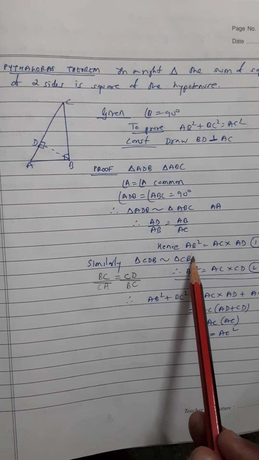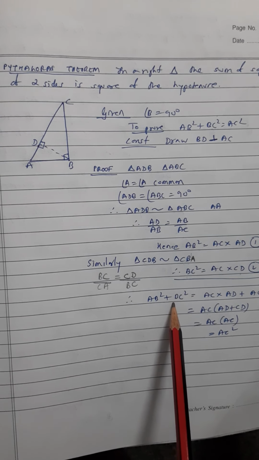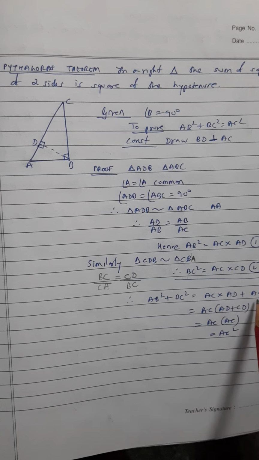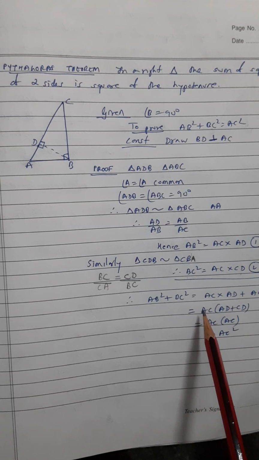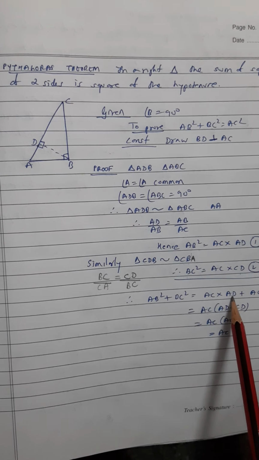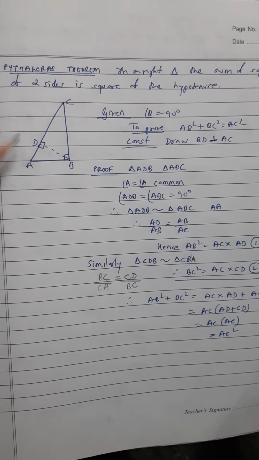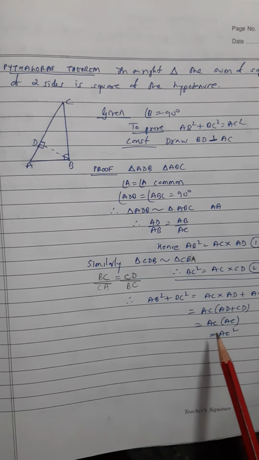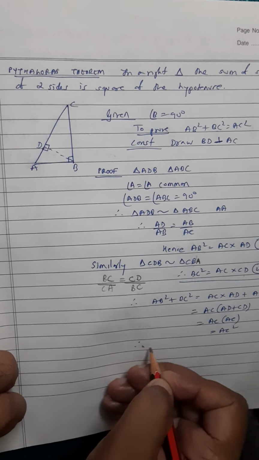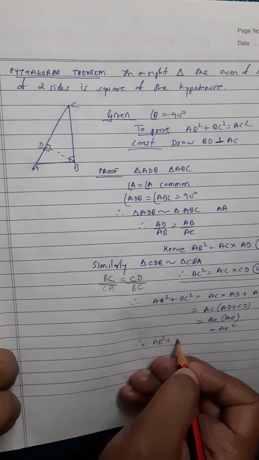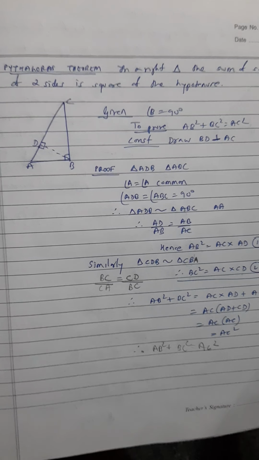So we got the value of AB square, we got the value of BC square. Now we will add both. So we will get AB square plus BC square is equal to AC into AD plus AC into CD. Now if you notice here, AC is common. We will take that AC common. So in the bracket we will get AD plus CD. And from the figure, AD plus CD is AC. So I am replacing this with AC. So we will get AC into AC, AC square. Therefore we get the final AB square plus BC square equal to AC square, right? Hence proved. So this is the proof of the Pythagoras theorem.